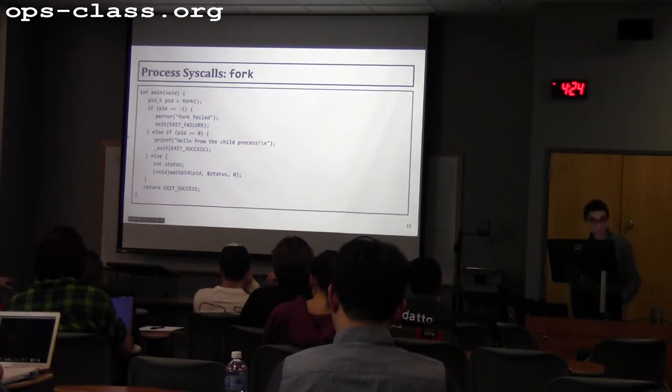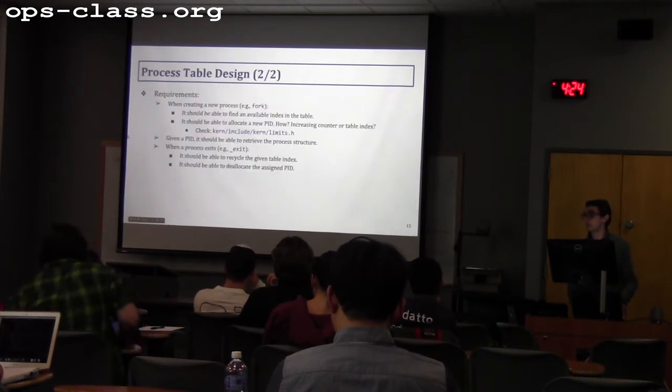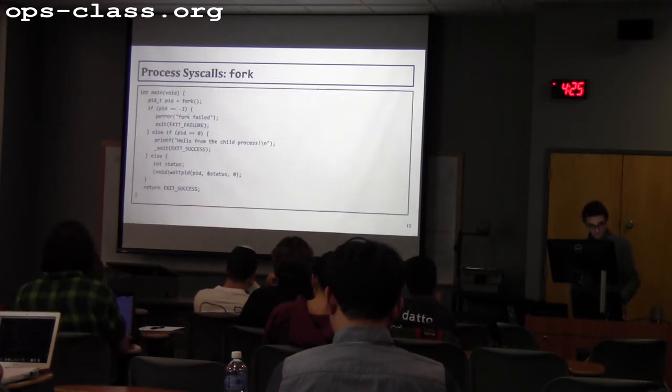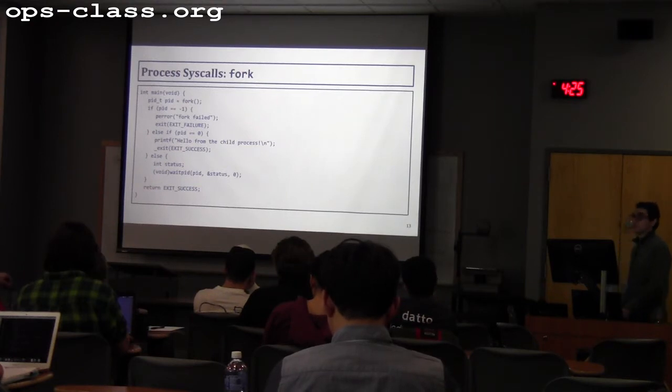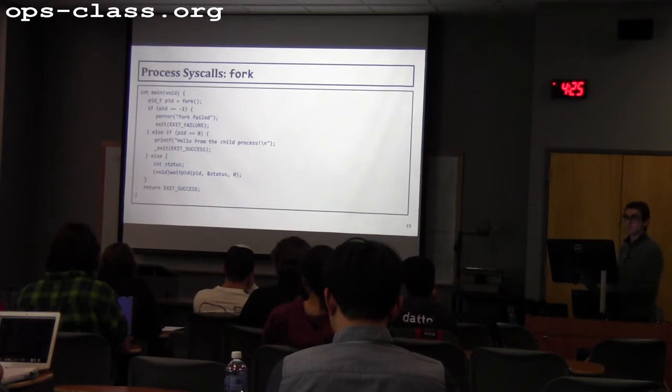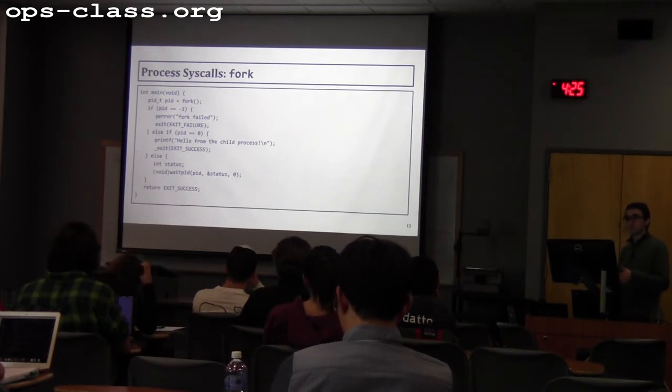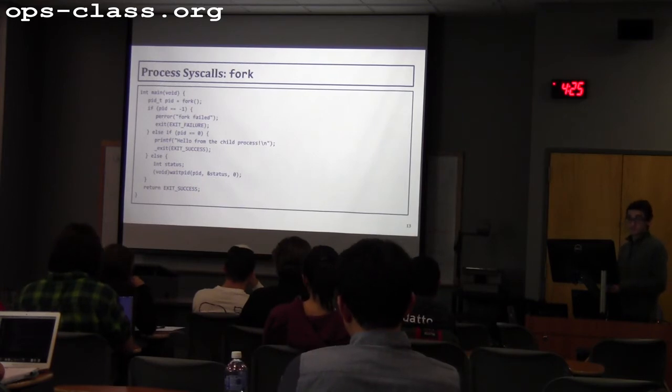Okay, so any other questions for the file table design? Okay, so syscall fork. This is just like a user program that we should be familiar with for fork. Basically, you call fork, you create a new process, and if the PID is -1 or less than 0, that means the fork didn't go through. If it's 0, then that means the current thread is the child. And if it's greater than 0, then that means I'm the parent.